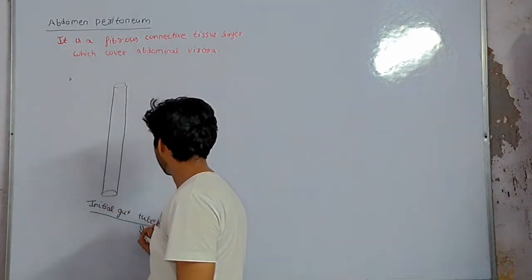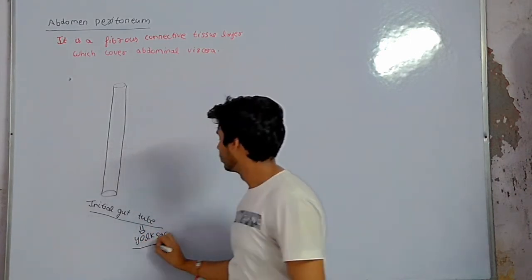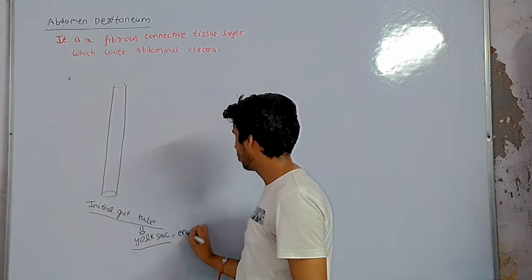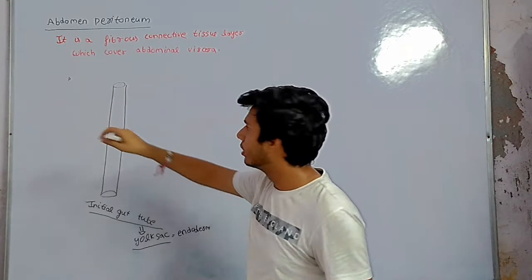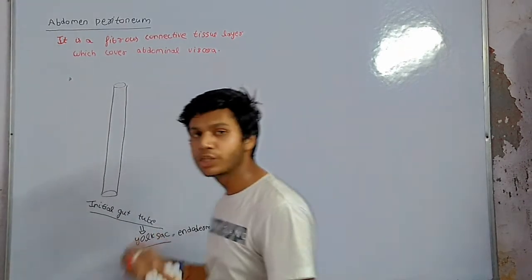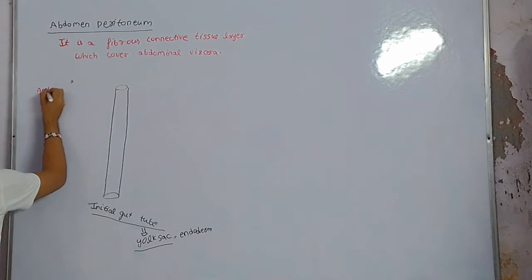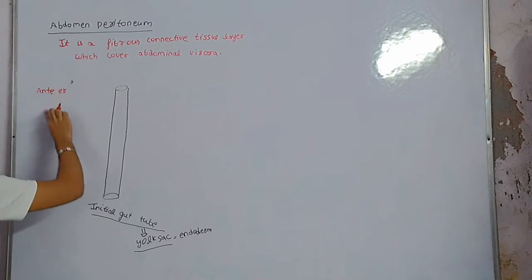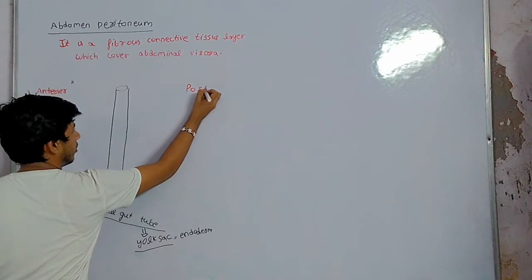It is formed from the yolk sac, which is actually the endoderm layer, developed from endoderm. So this tube is covered by a main layer which is called peritoneum. We say this is anterior. We take a sagittal section. Anterior. And this is posterior.